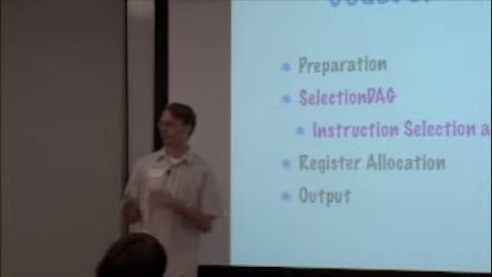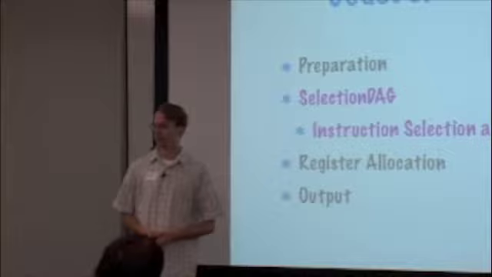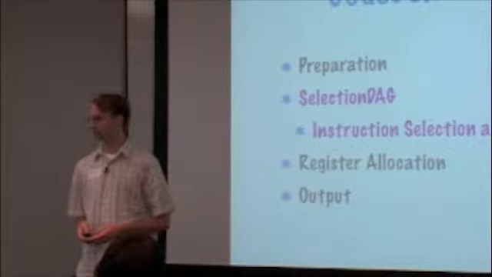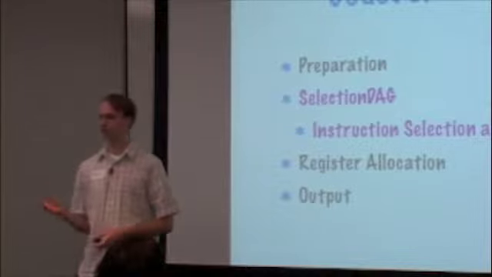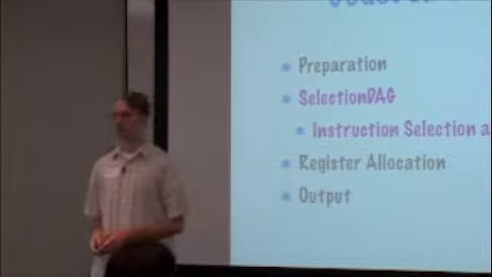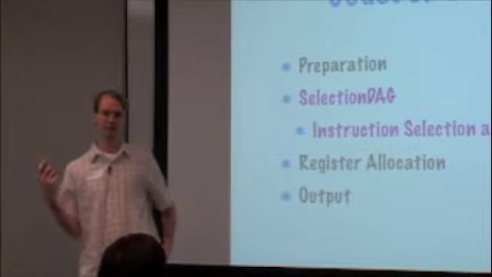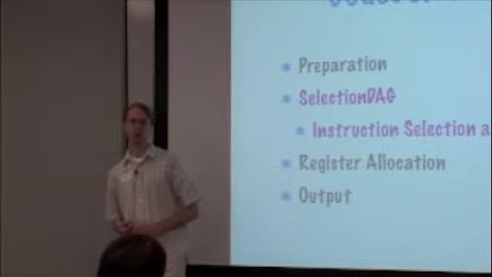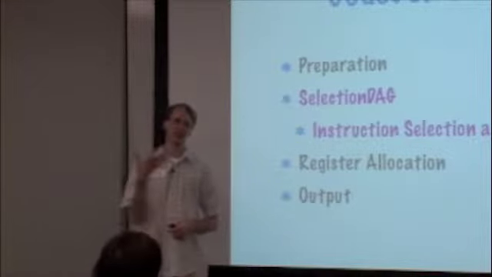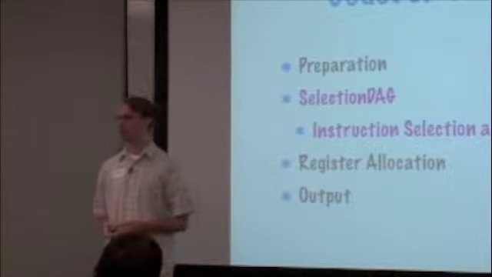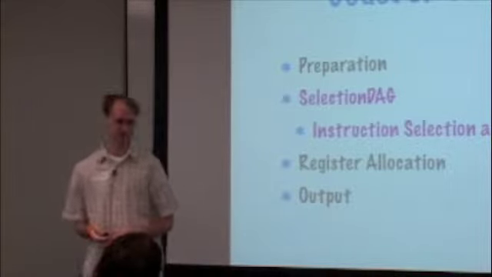The next main category of things that happen in CodeGen is the SelectionDAG phase. That's what I'm going to be spending most of my time talking about today. This phase does instruction selection as well as the scheduling. After the SelectionDAG phase comes the register allocation phase, and Evan's going to be talking more about that after this. And then finally, output, either to LLVM IR, or assembler source or machine instructions in memory ready to be executed.